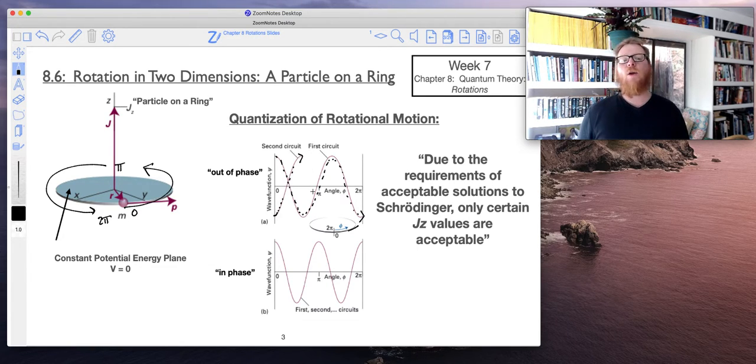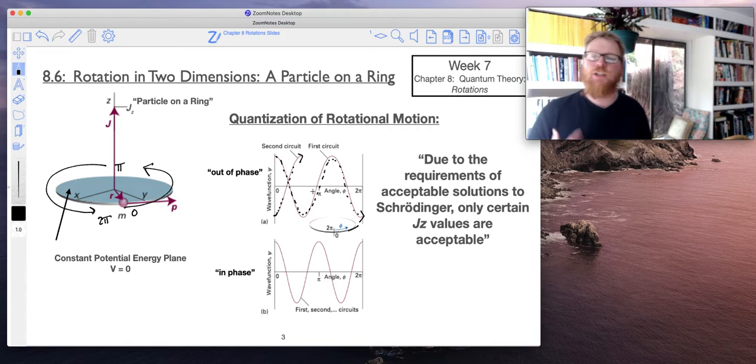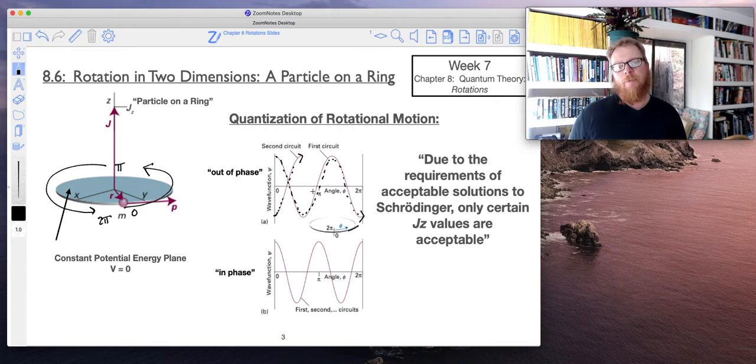Well, you can see right away that's going to be problematic because my Schrodinger wave function has to be single valued. And so as I make successive loops, successive circuits, you can see that it's not single valued. It's a double valued function. So that's what we call out of phase rotation.